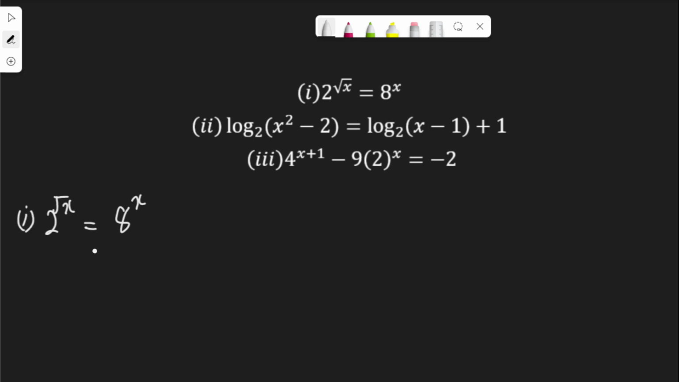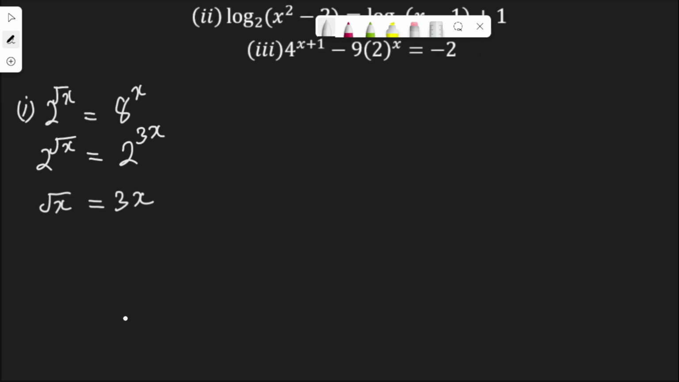Let's start by expressing it in index form, so that the equation becomes 2 to the power of root x equal to 2 to the power of 3, which is 8, then multiplied by this x there, which is 3x. Then since the bases are the same, we can equate the powers. That means root x is equal to 3x. To get the value of x, we need to square both sides.